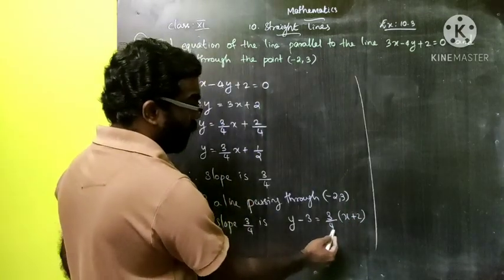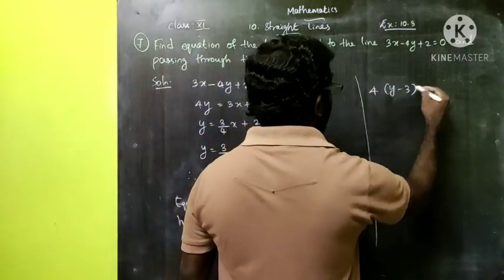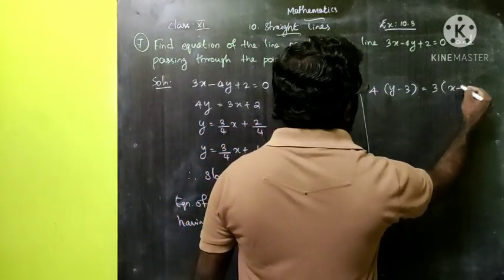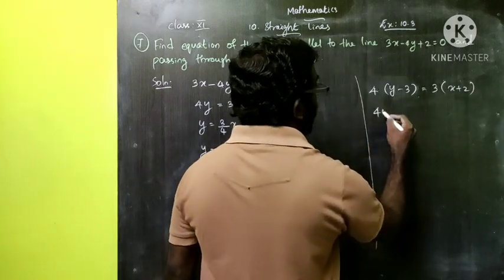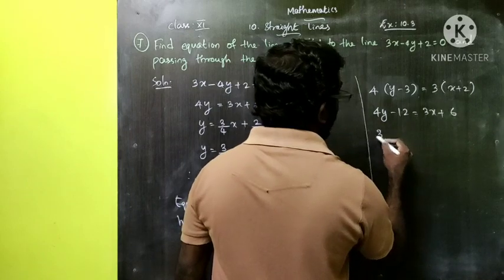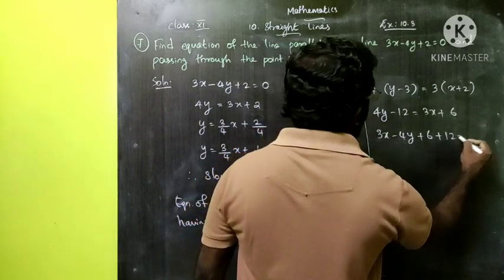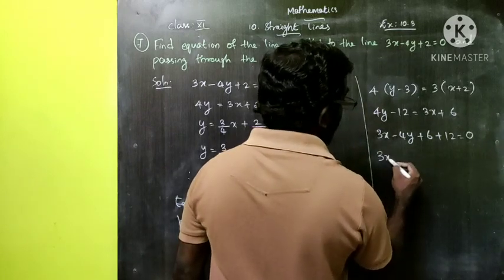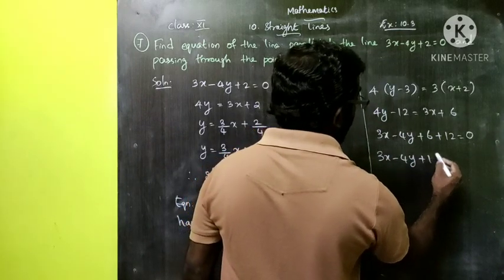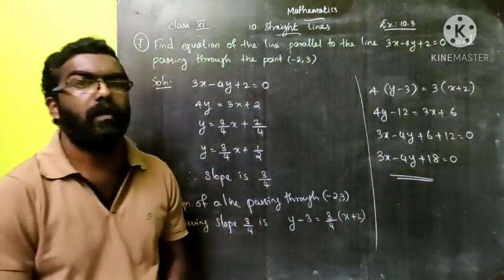Here we can cross multiply this 4. So 4 into y minus 3 is equal to 3 into x plus 2. That is 4y minus 12 is equal to 3x plus 6. We can rearrange: 3x minus 4y plus 6 plus 12 is equal to 0. That is 3x minus 4y plus 18 is equal to 0. This is the required line. Okay.